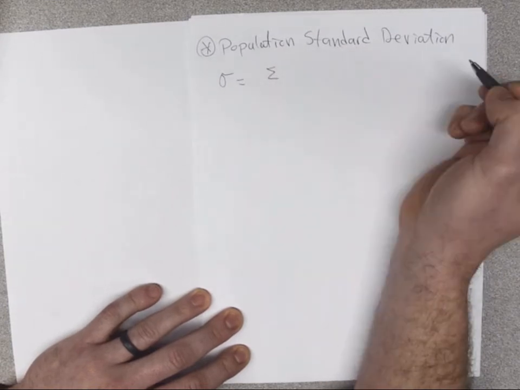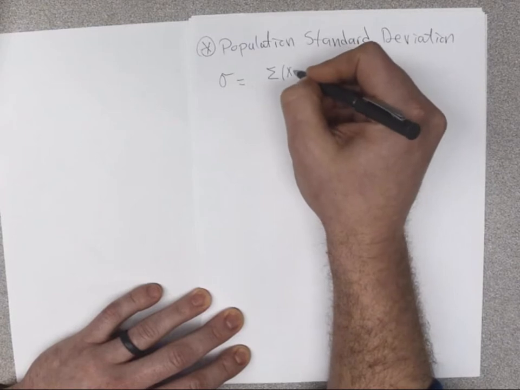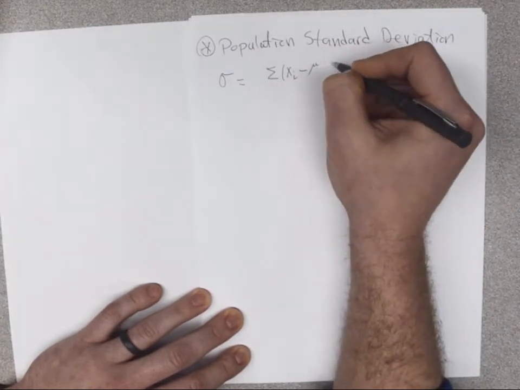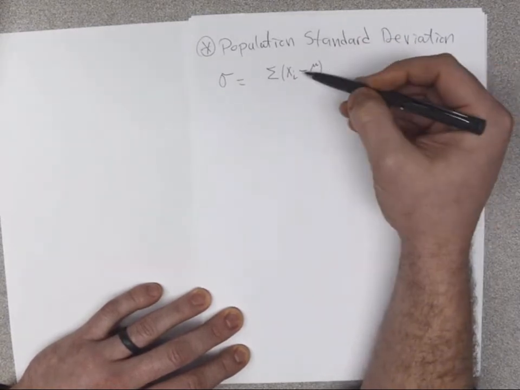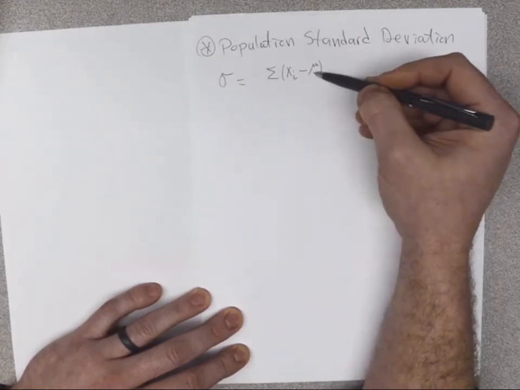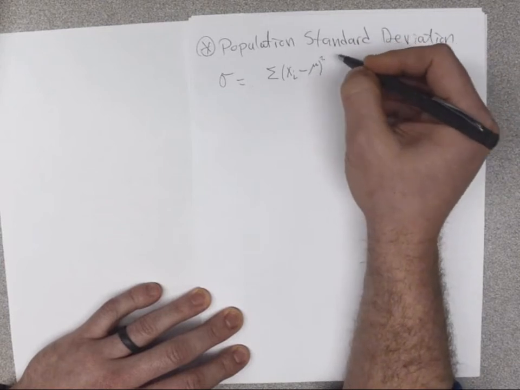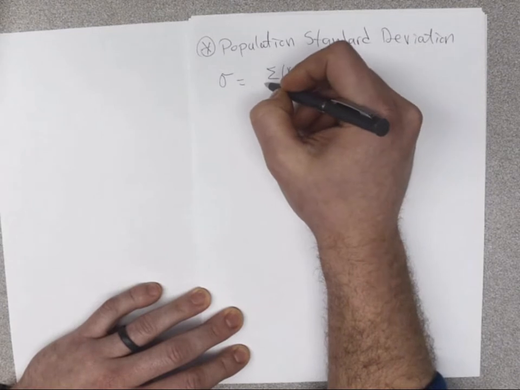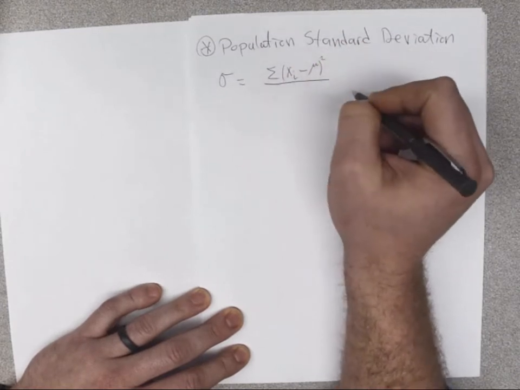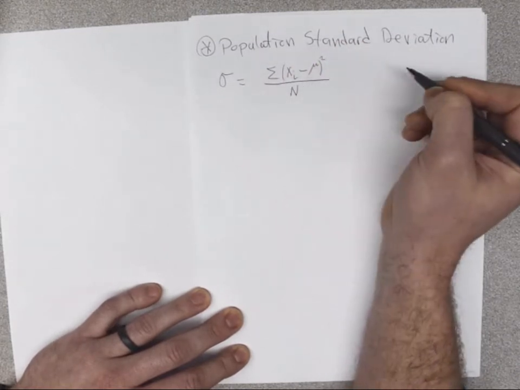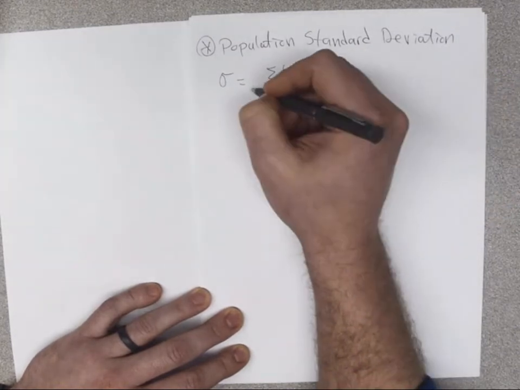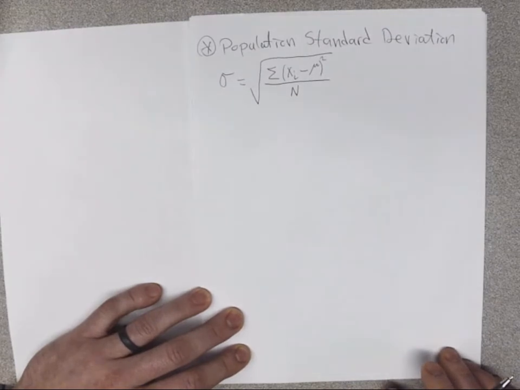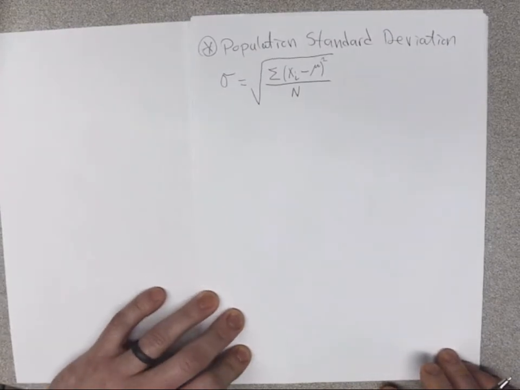You have the sum of the xi's, which means all the observations, minus mu, which is the population mean. So you're taking each observation and subtracting it from the mean, and then you're going to square whatever that value is, and then you sum all of those together, and then you divide by capital N, which is the total number of observations, and then you square root all of that. That is the standard deviation.